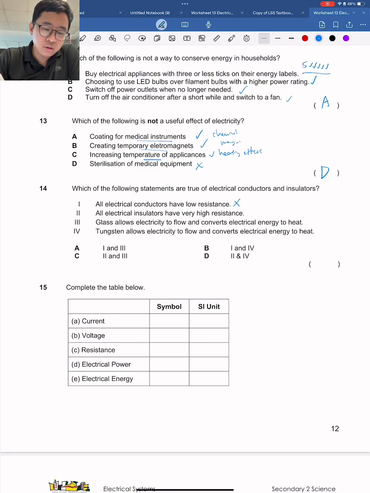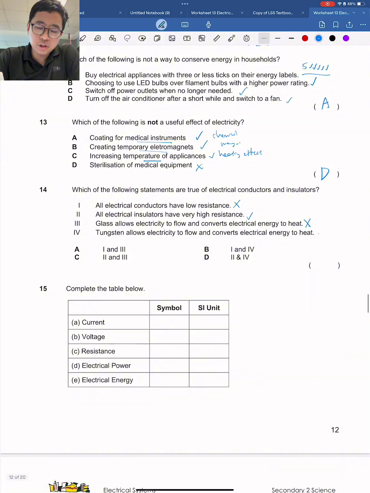All electrical insulators have high resistance. Yes, this is very true. Glass allows electricity to flow? No, glass does not allow electricity to flow because it does not have free electrons. Tungsten allows electricity to flow? Yes, you can see that in the light bulb. So the answer is D.